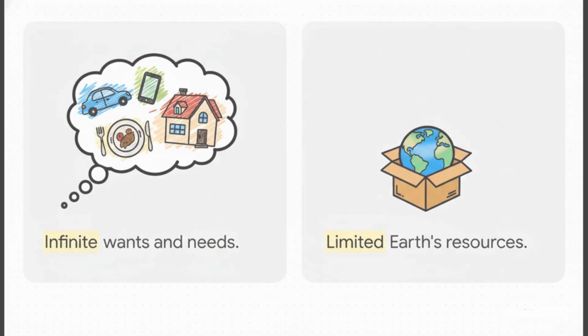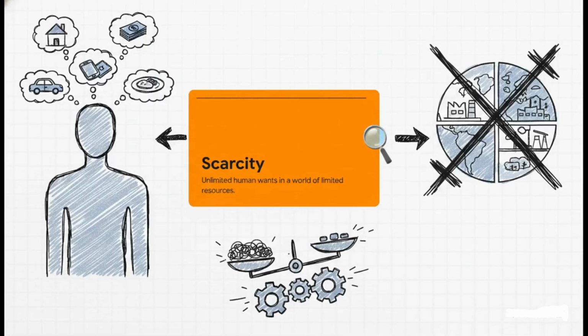Infinite wants versus limited means. There's just this brilliant contrast here. On one side, our human wants and needs are basically infinite. We want the latest iPhones, we want unlimited clean air, fancy clothes, amazing food. The list just never ends. But on the flip side, the Earth's resources required to actually fulfill these desires are strictly limited. We've got finite land, finite capital, and most importantly, finite time.